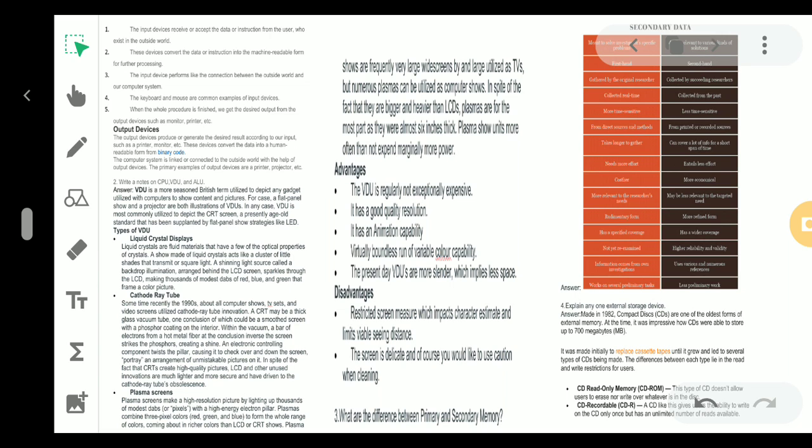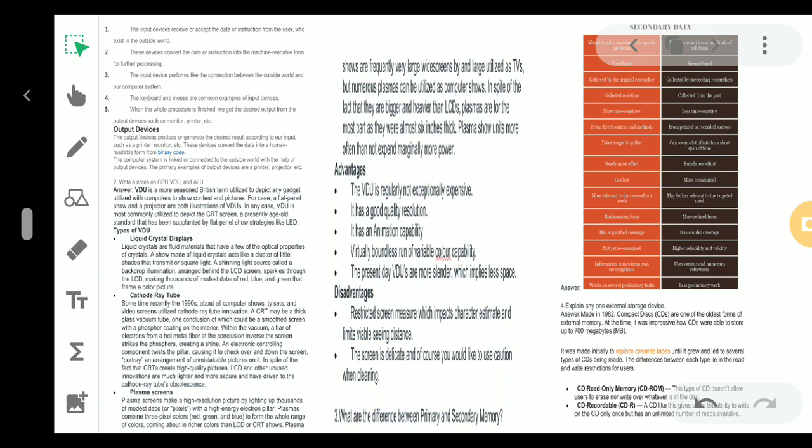First is the liquid crystal display, that is LCD, as we popularly know it. Liquid crystals are a fluid material that has a few of the optical properties of a crystal. A display made of liquid crystals acts like a cluster of little shutters that transmit and block light. Okay, so LCD screens are there, and the cathode ray tube was used earlier. The CRT monitors, you are able to see in televisions and computers, have very thick glass and vacuum tubes. Okay, so these are the CRT.